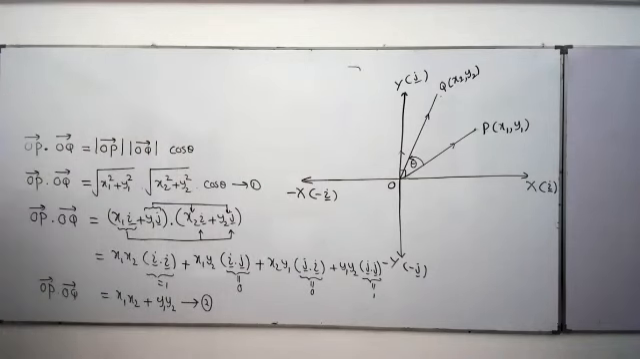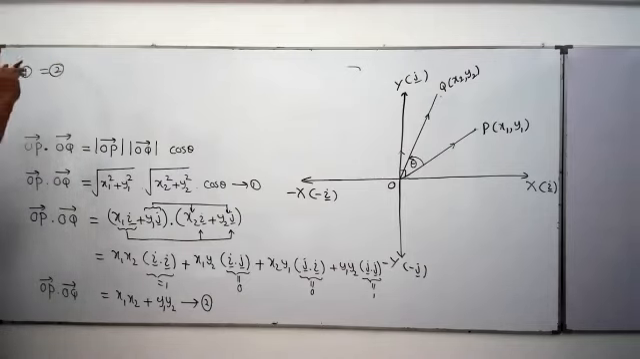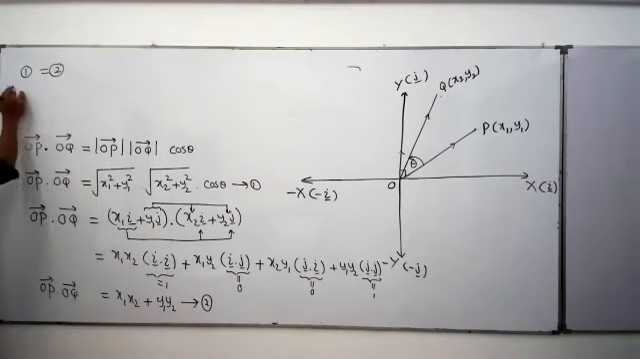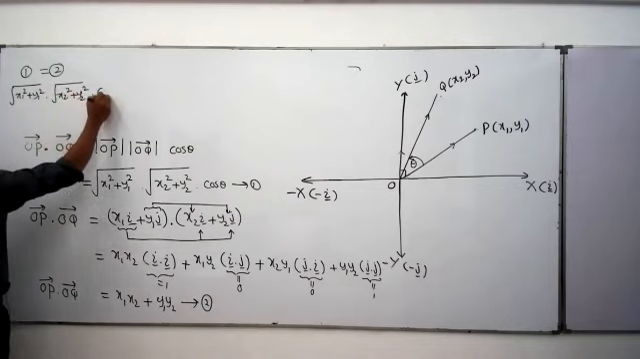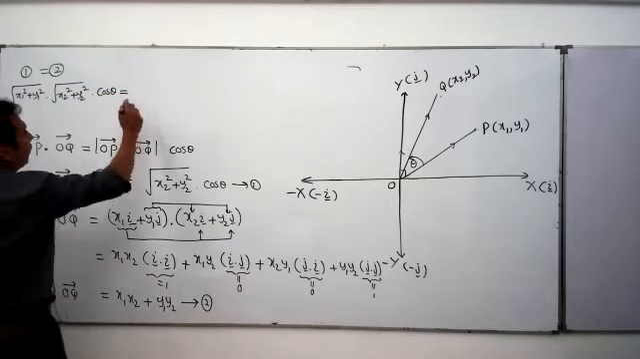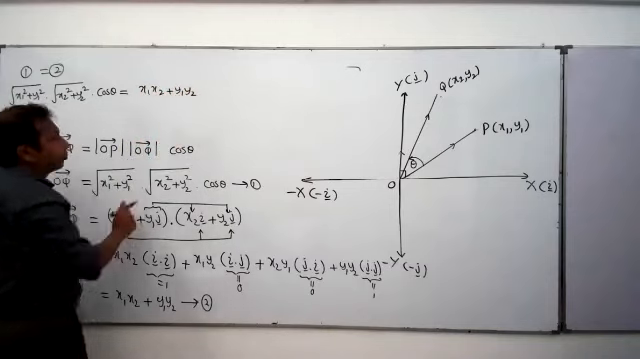Once we equate 1 and 2, this right hand side and this right hand side must be equal. This tells us square root of x1 squared plus y1 squared times square root of x2 squared plus y2 squared, into cos theta, is equal to x1 x2 plus y1 y2.